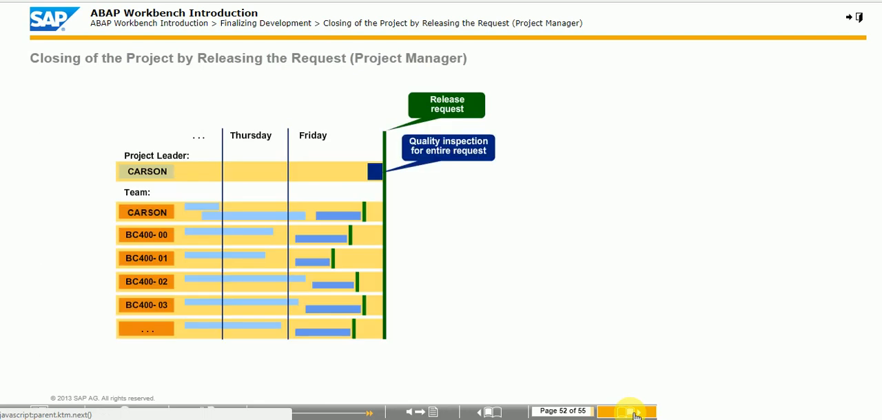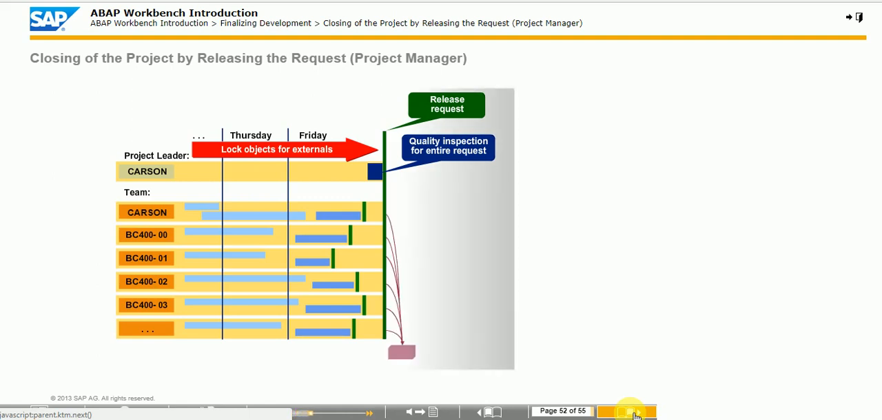When the request is released, all the object logs that belong to the request are removed. Copies of the developed objects are exported to the system's own transport directory, where they stay until the system administrator imports them to their intended target system. Another copy of the exported development objects is stored in the system's own version database.